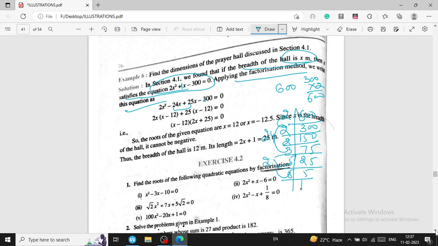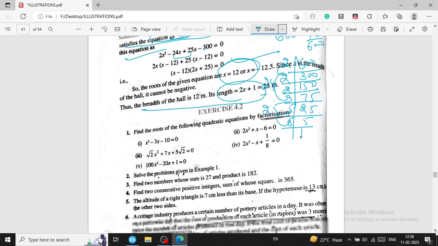24 and 25 factors you can take here, and the x value will be 12 or minus 12.5. You can take only positive values. You have to ignore the negative value, and the breadth of the hall will be 2x plus 1. That is, when we put the value x equals 12, we get 24 plus 1, 25 meters. You can take this statement from section 4.1 example. Now the next question.